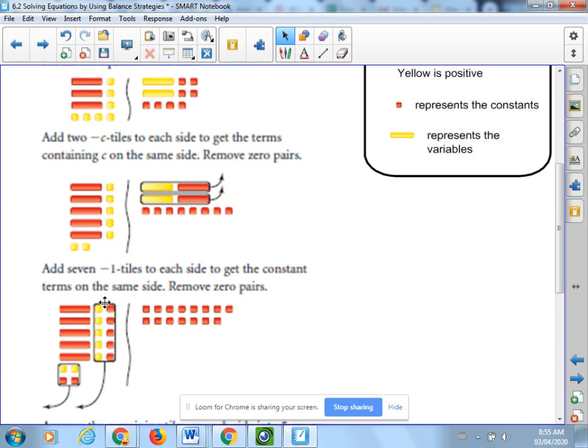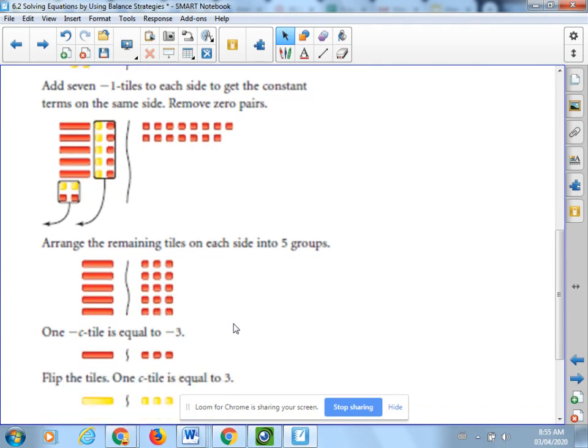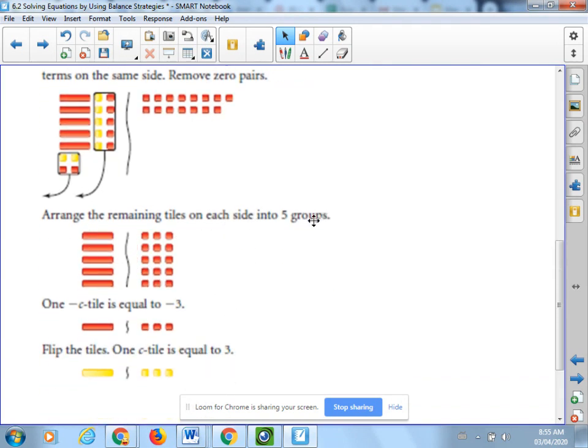So the opposite of your positive 7 is negative 7, because these are down here, negative 7. What we do to one side, we do to the other, so you can see that we have added in negative 7. So your last thing is to arrange the remaining tiles on each side into 5 groups. So 1, 2, 3, 4, 5, and I've split all of these left into 5, which means that in each individual grouping, there is 3 constants, and because they are red, they are all negatives.